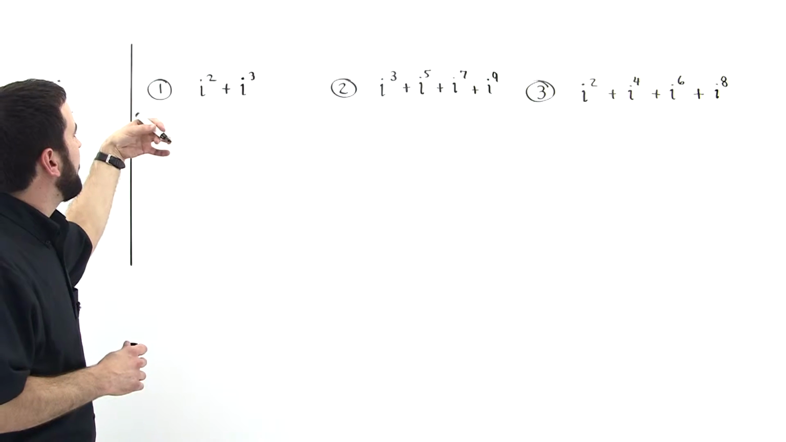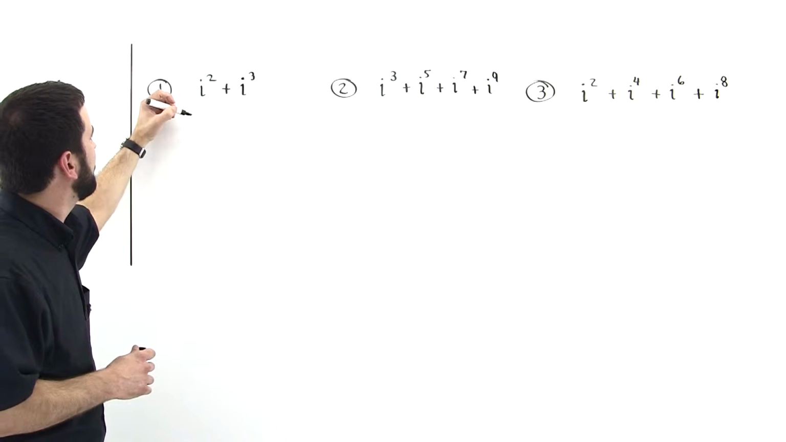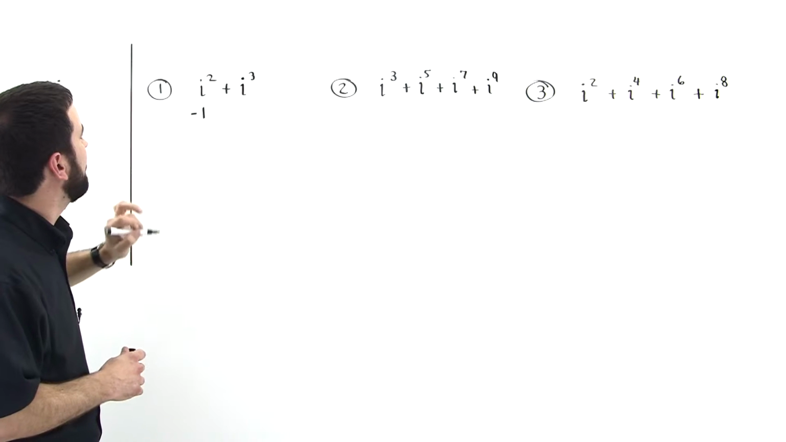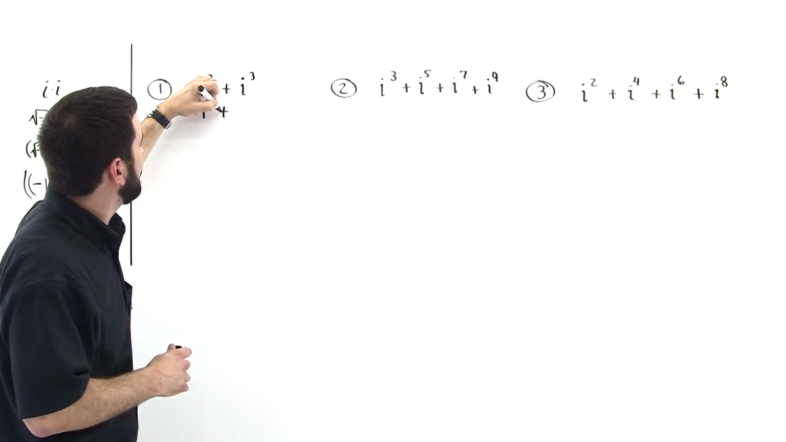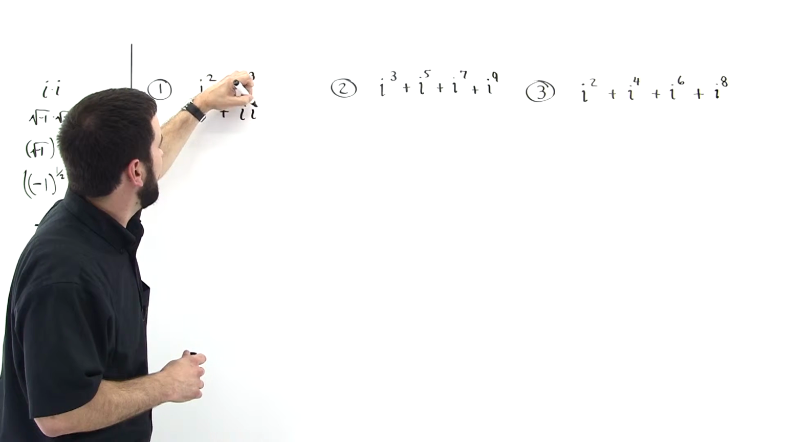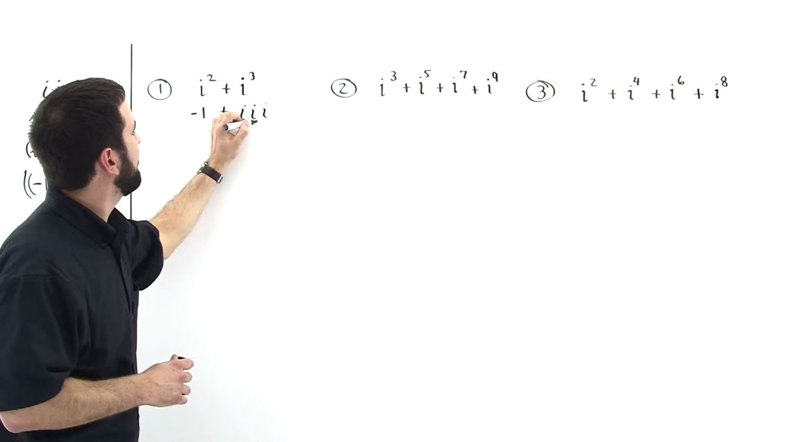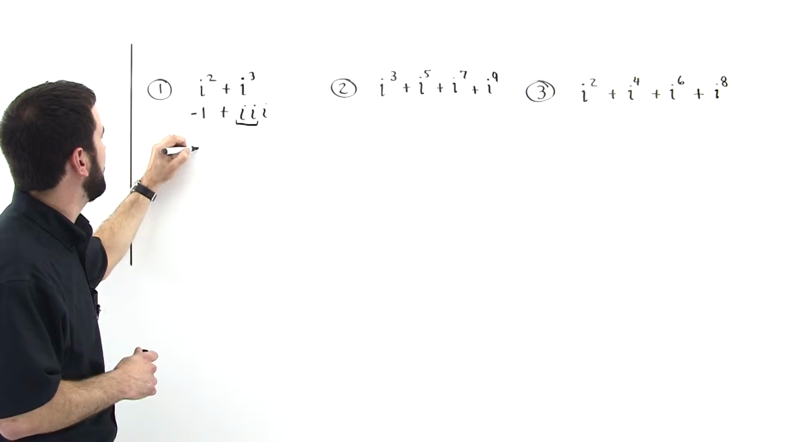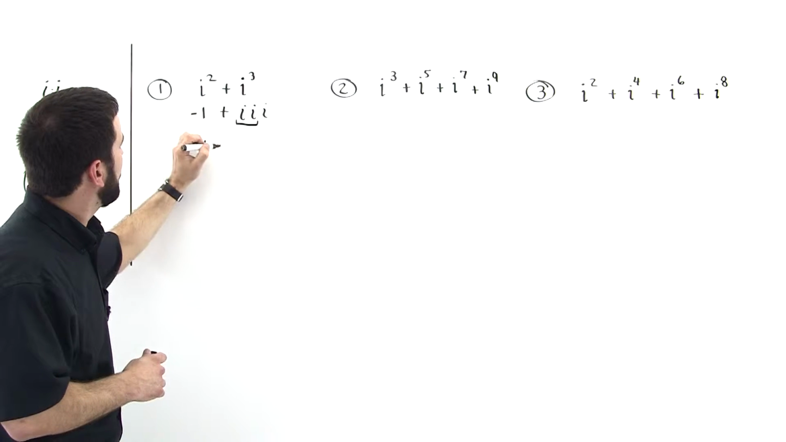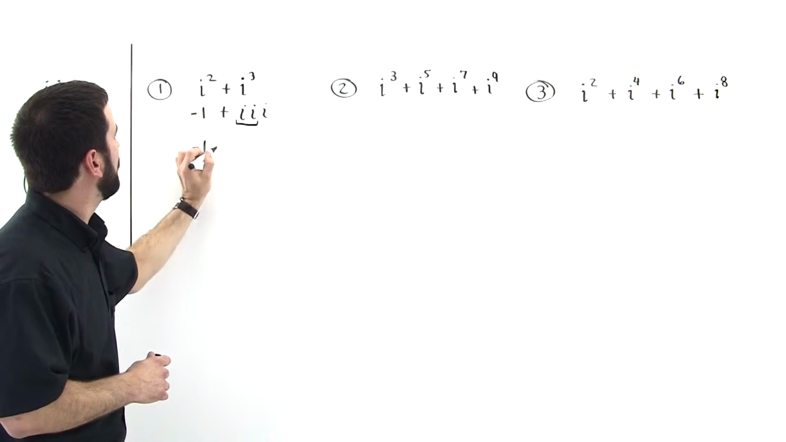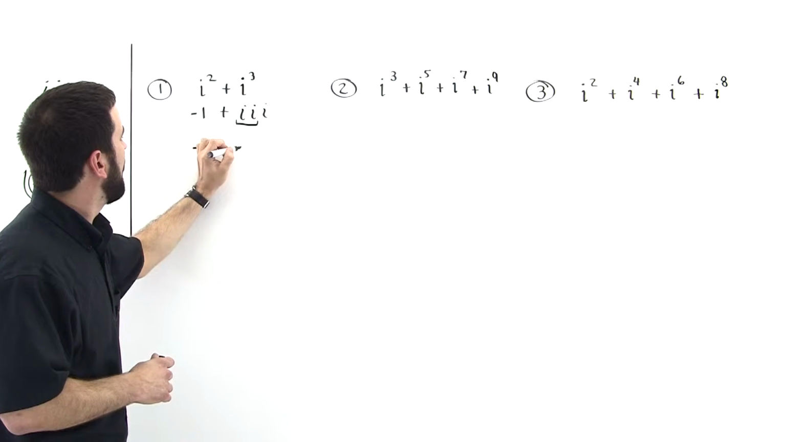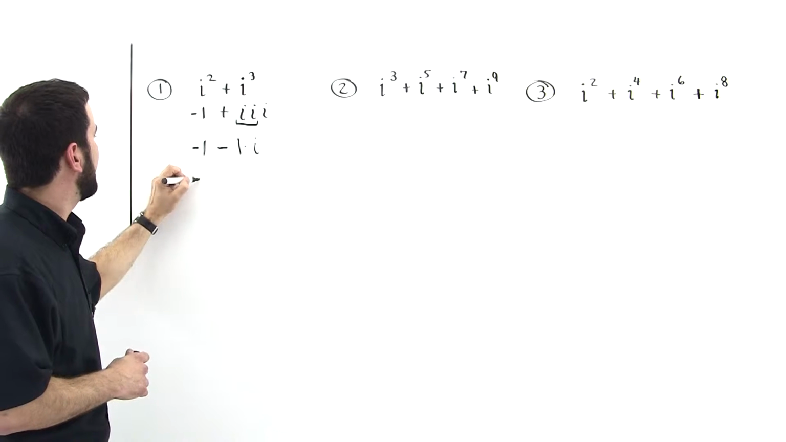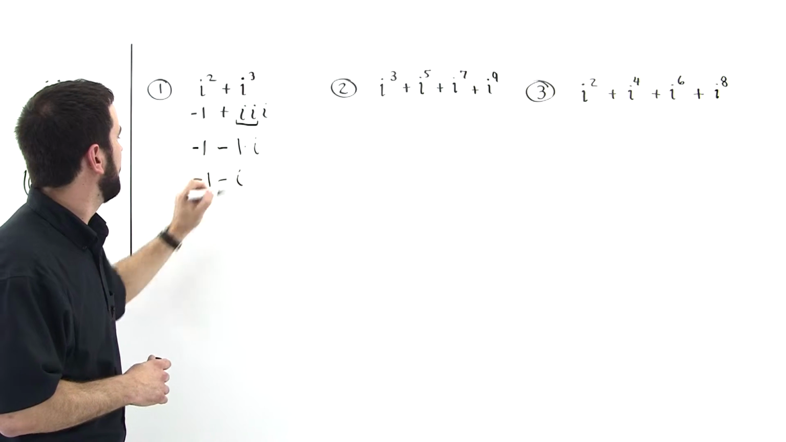If we have i squared, as we showed previously, this will just be -1, right? But we can also write this down as i times i times i. We see that this pair here will yield -1, but then this one will stay alone. So this will be -1 times i, right? So this is -i.